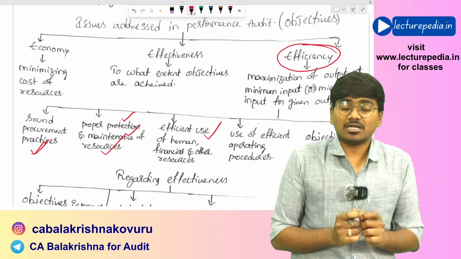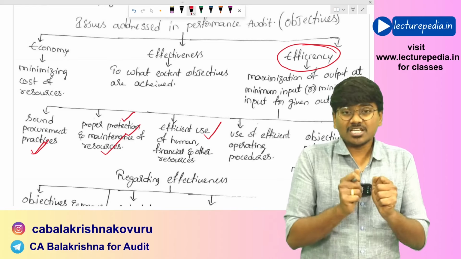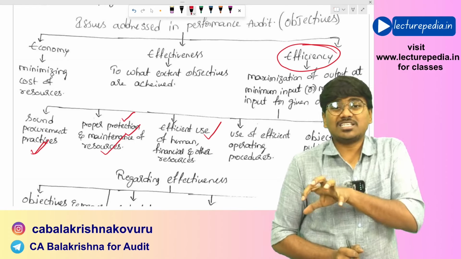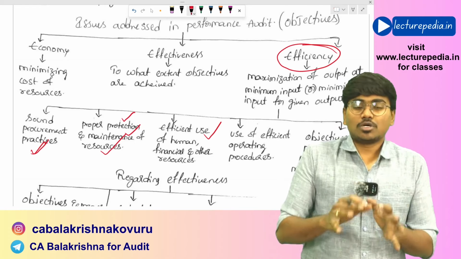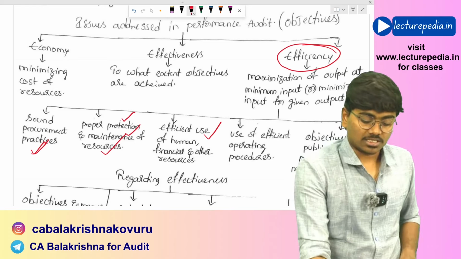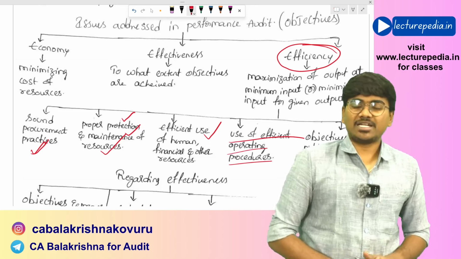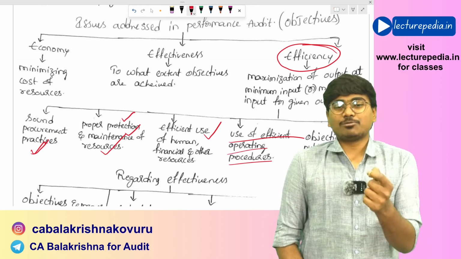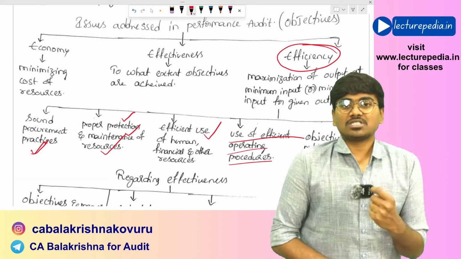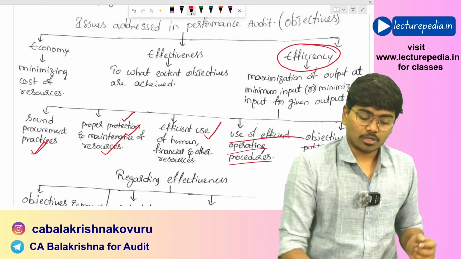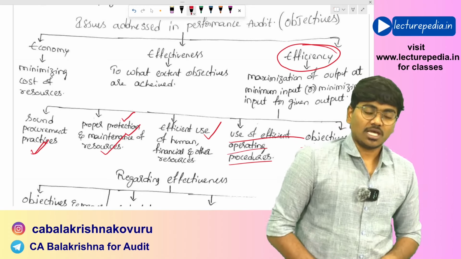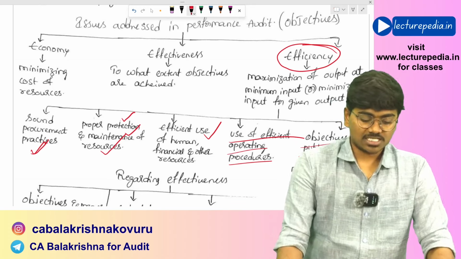Efficiency means in the most useful manner. You should not waste any of the resources. Whether you are using them efficiently or not. Next, use of efficient operating procedures. The operating procedures should be most efficient, and the objectives of the public sector program are met cost effectively, at as low a cost as possible.